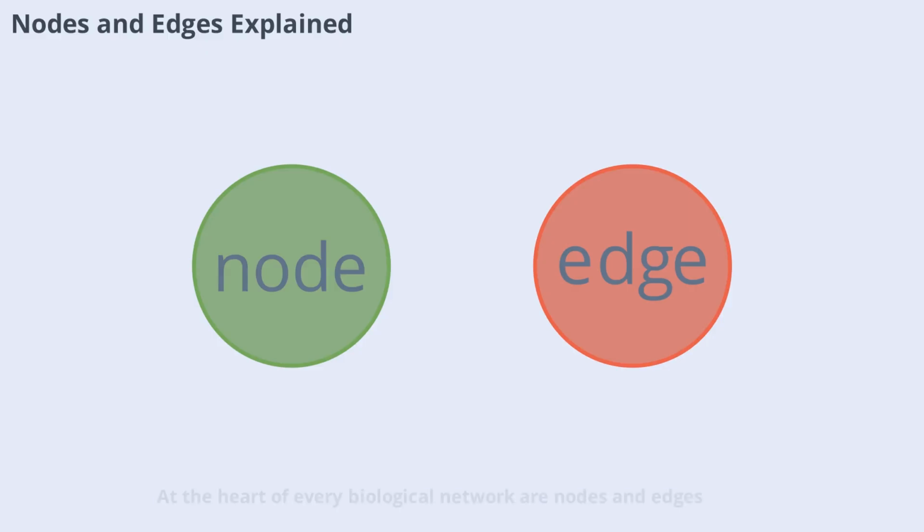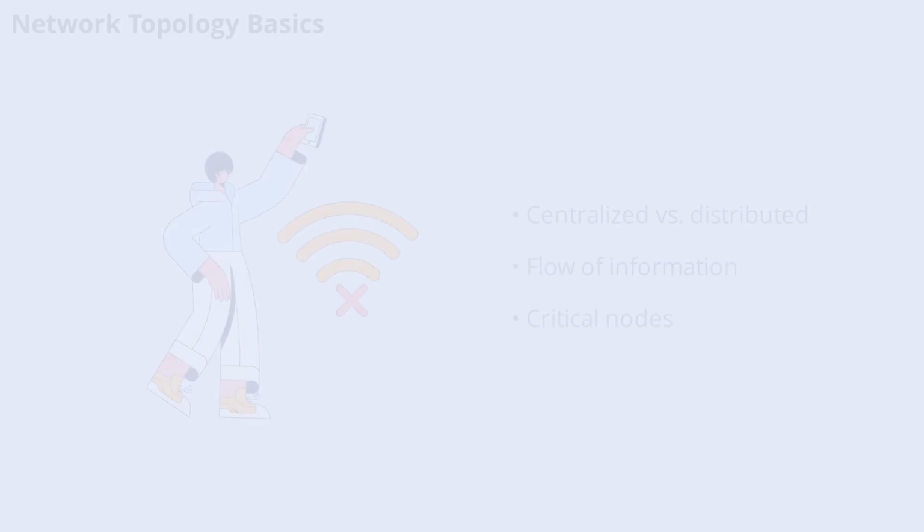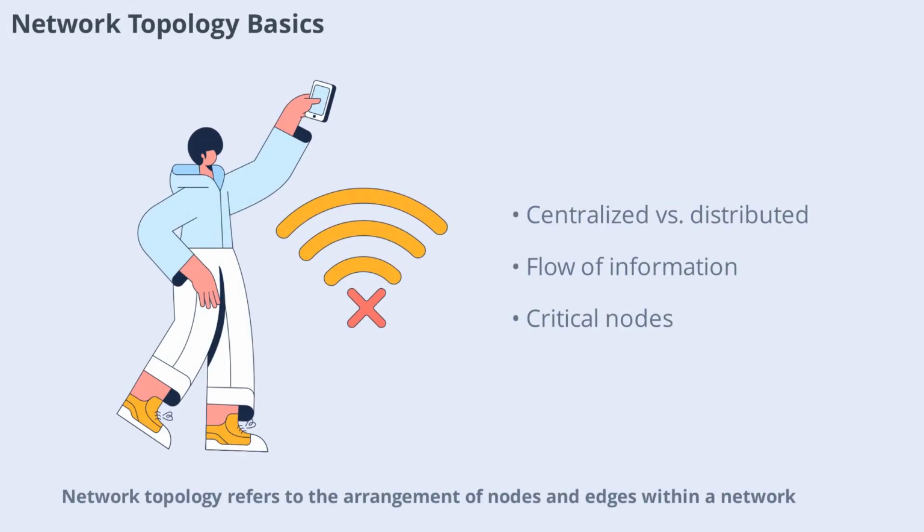The heart of every biological network are nodes and edges. Nodes represent the individual components such as genes, proteins, or cells, while edges represent the interactions or relationships between them. For example, in a protein network, each node is a protein, and an edge shows that two proteins interact. This simple framework allows scientists to visualize and analyze complex biological systems, making it easier to spot patterns and predict behavior.